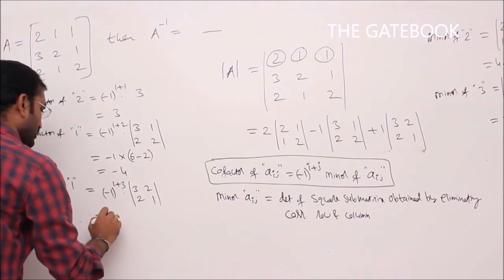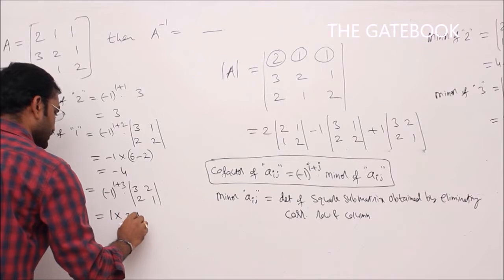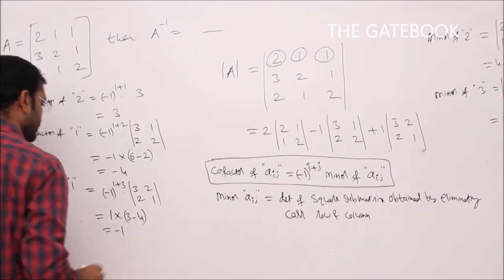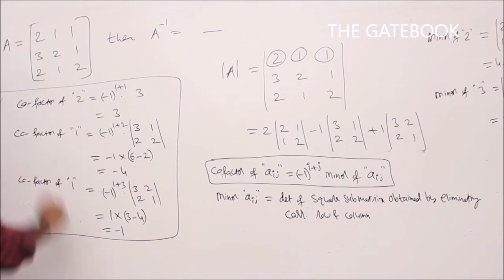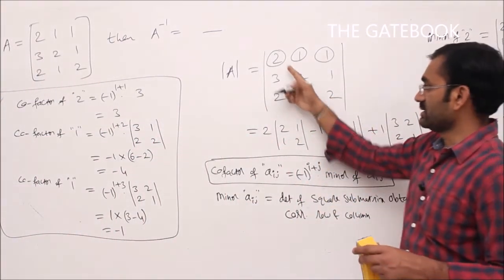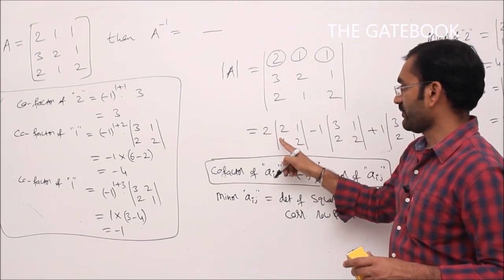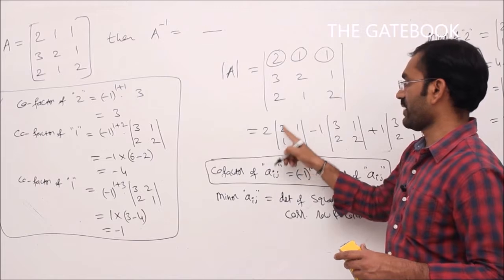So you will get here plus 1 into 3 minus 4, that is equal to minus 1. So like this we can find cofactors of elements. Now see, the determinant here is the sum of the products of elements of any row or any column with corresponding cofactors.